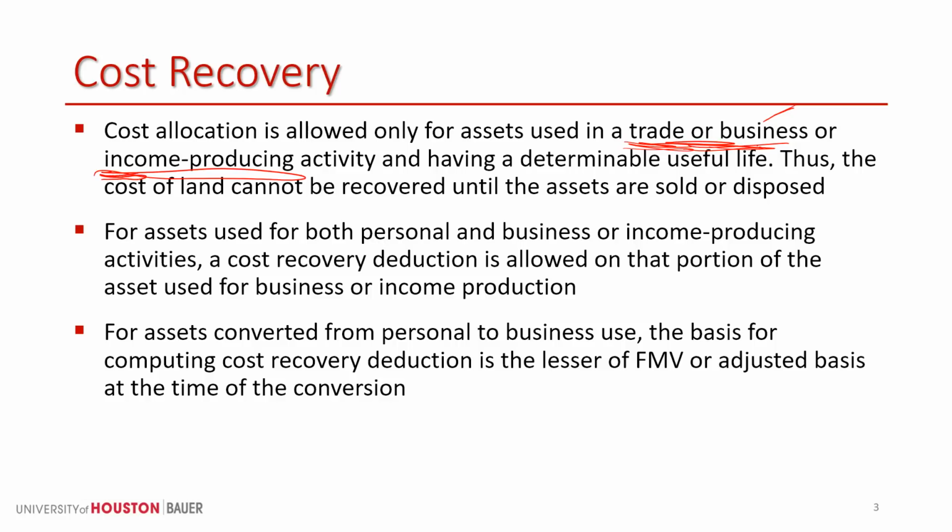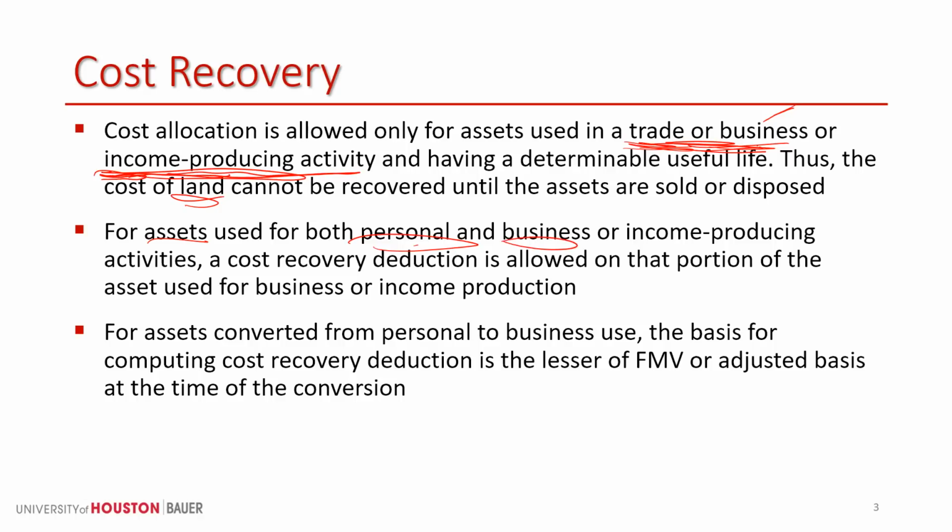Alternatively, I might have rental property, and I might use my car to drive back and forth to maintain my rental property. That would be used in an income producing activity, and I could deduct depreciation on my car for the mileage that I'm putting on to get back and forth to look at my rental property. Okay, so again, trade or business or income producing, but I would not be entitled to a deduction if it was used for personal purposes. We mentioned land before. Land has an indefinite life, and so I would never recover its cost through depreciation or cost recovery.